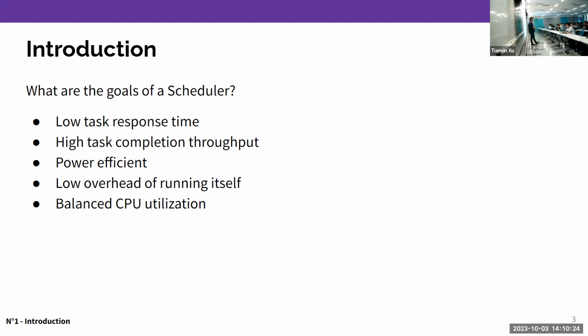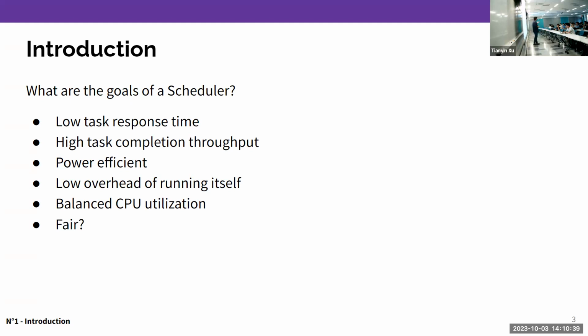Balanced CPU utilization, right? This can basically mean that you have so many cores on the system and so many tasks. How do you make sure that you are work conserving in nature? How do you make sure that you are actually giving the tasks to the CPUs that are actually free and not cluttering up the CPUs?